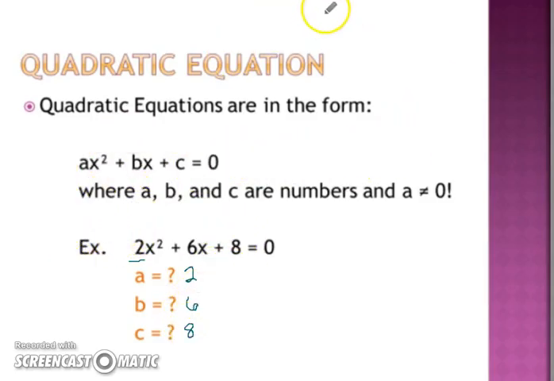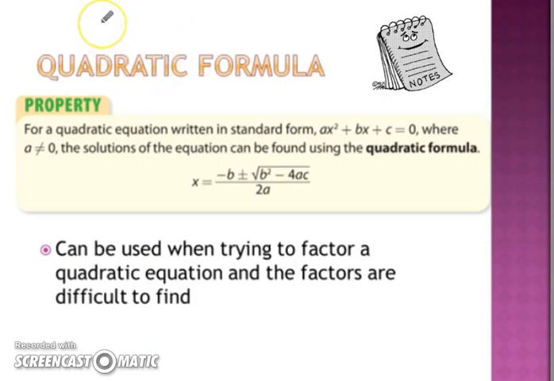Once you've identified those numbers, now you can use your quadratic formula. So make sure you've got this written down in your notes. The quadratic formula: x equals negative b plus or minus the square root of b squared minus 4ac, all divided by 2a. And the quadratic formula is really helpful for when you're trying to solve a trinomial by factoring it and the factors are difficult to find. The quadratic formula will work for all trinomials.